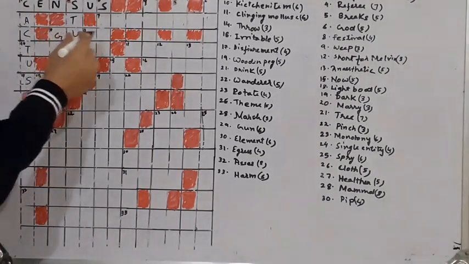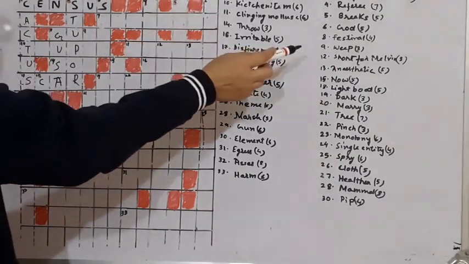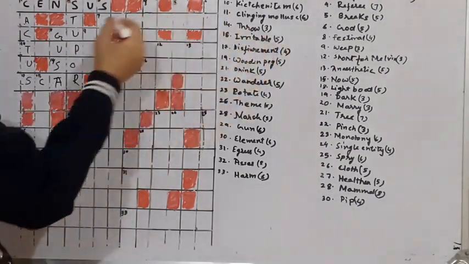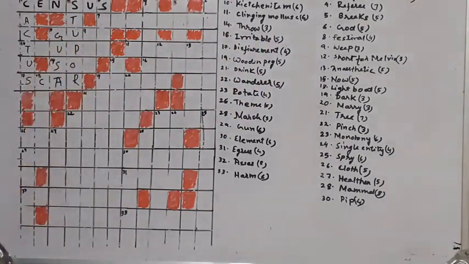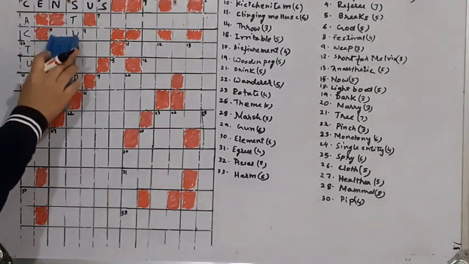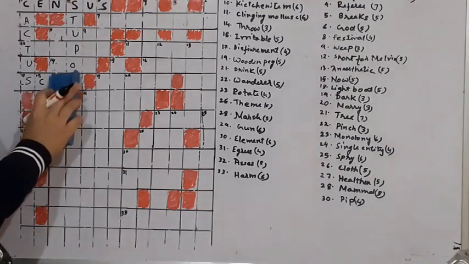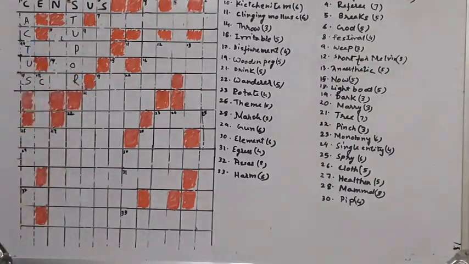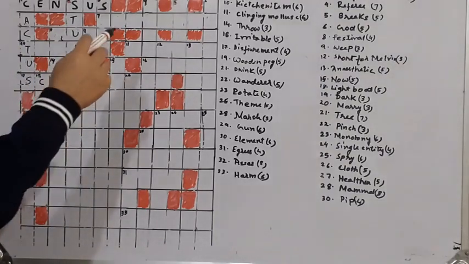Okay, fine. 8 across, I'm sorry, 8 down is fiesta. Fiesta means festival. So we will do it afterwards. We will go one after another. Fine. Let us see next.